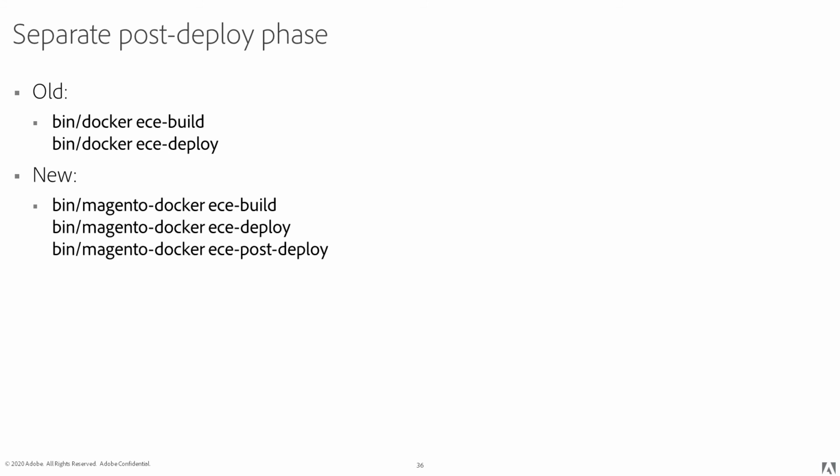Here's an example. The old way would have been bin/docker ece-build, ece-deploy, and bin/docker, which we've now renamed to bin/magento-docker. This is like a helper script, which includes a whole bunch of commands like deploy, redeploy, open a bash prompt, etc. These are just helpful commands. You can do up and down and so on. But we renamed it from docker to magento-docker so that it didn't conflict with the actual Docker binary itself. The old way would have been this way, but now we have post-deploy separated.